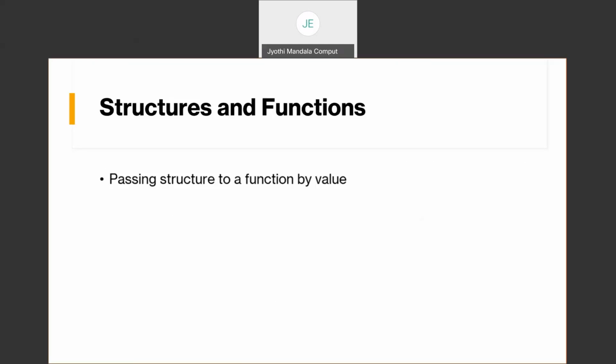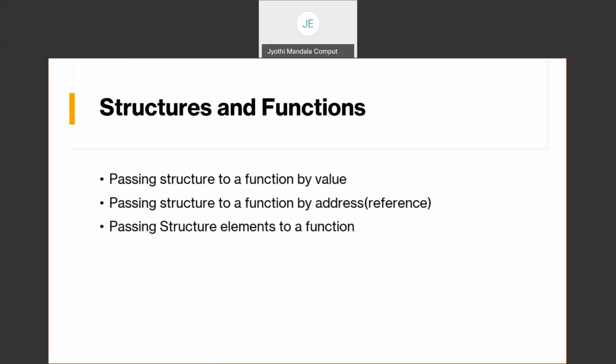With this basic idea, we will be learning in how many ways structures and functions can be combined. First way is we can pass a structure variable to a function. Second one is we can pass a structure variable address to the function, and the third way is instead of passing the variable, we can pass individual elements also as arguments to the function. So let us see one by one all these things.